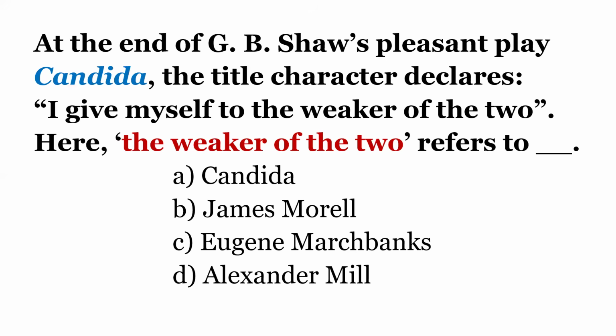Question number 1. At the end of George Bernard Shaw's pleasant play, Candida, the title character declares, "I give myself to the weaker of the two." Here, the weaker of the two refers to option A, Candida, B, James Morrell, C, Eugene Marchbanks, D, Alexander Mill.